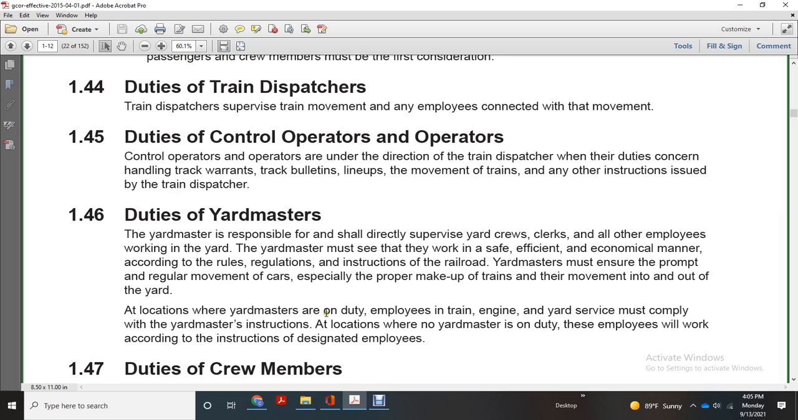All employees on duty, including those working with trains and engines in yard service, must comply with the yard master's instructions. In locations where no yard master is on duty, these employees will work according to the instructions as an employee.